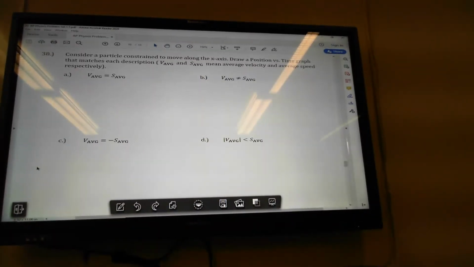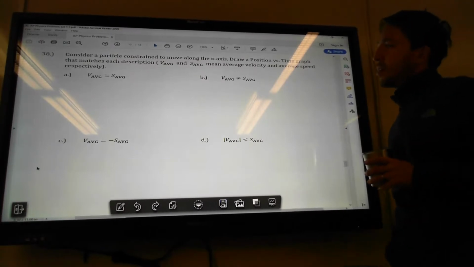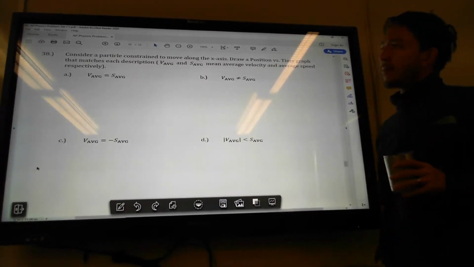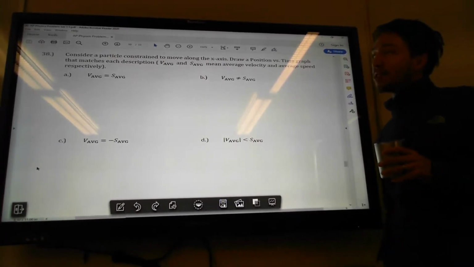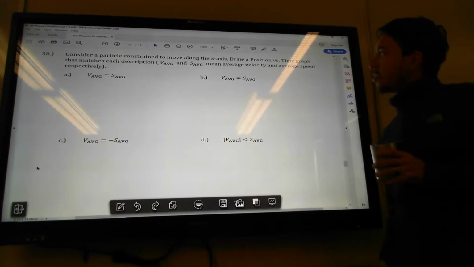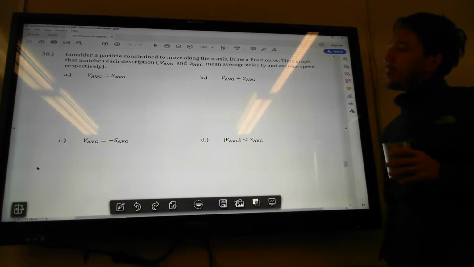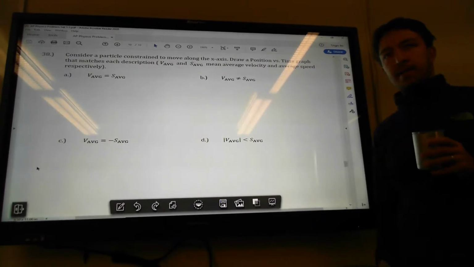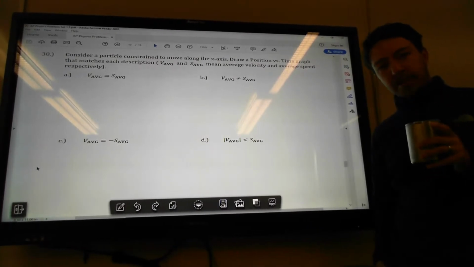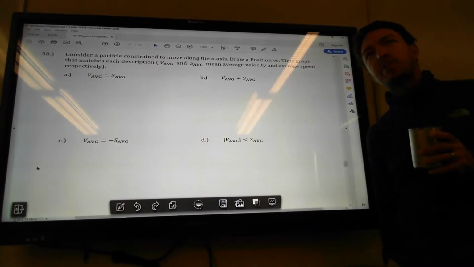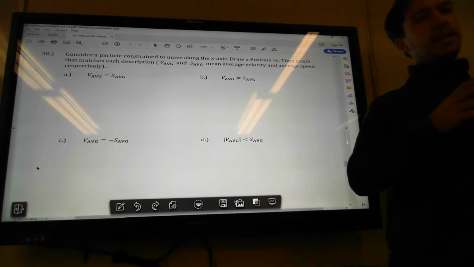All right. For this one, again, we're considering a particle constrained to move along the x-axis. Draw a position versus time graph that matches each of these descriptions. So think about that. And I'll just remind you here.